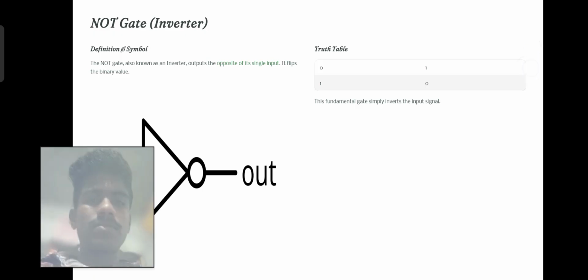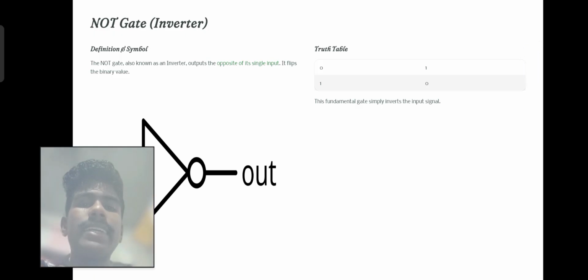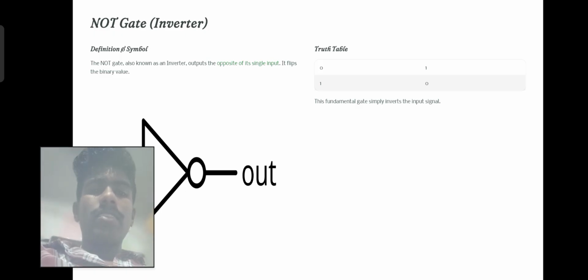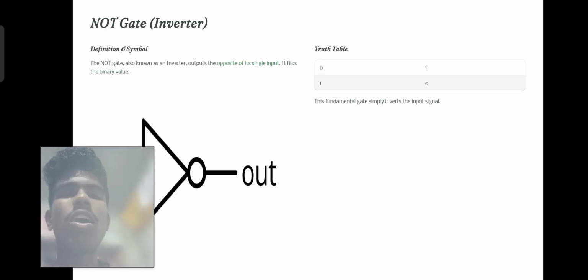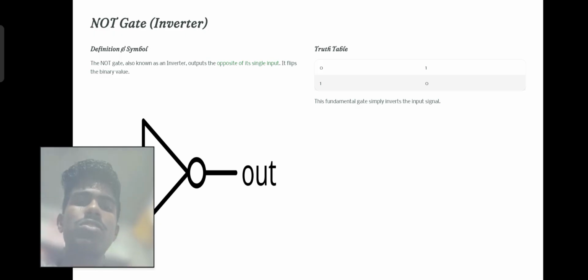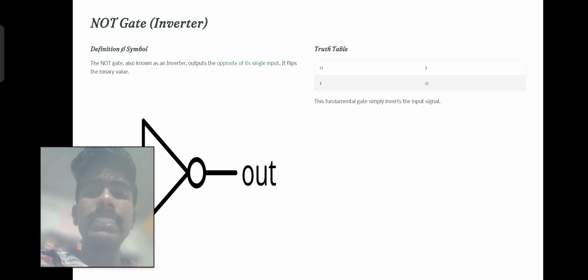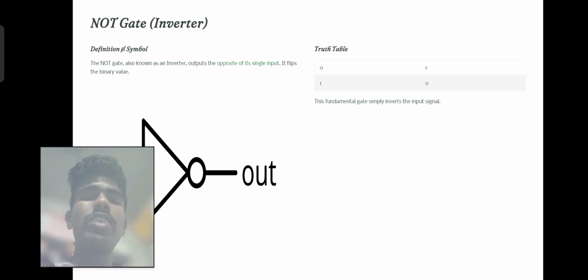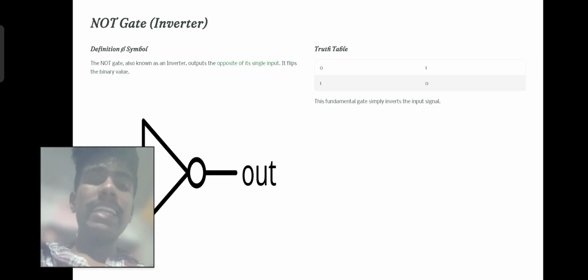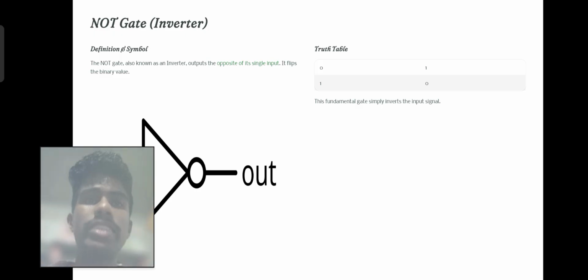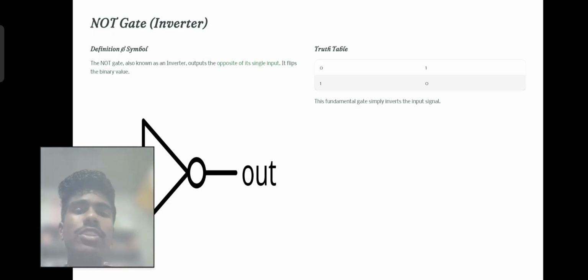NOT gate. NOT gate is called an inverter. It has only one input and of course only one output. It is a device whose output is always the complement of its input. The output of a NOT gate assumes the logic 1 state when its input is in the logic 0 state, and assumes the logic 0 state when its input is in the logic 1 state. The logic symbol and the truth table of an inverter are shown above.